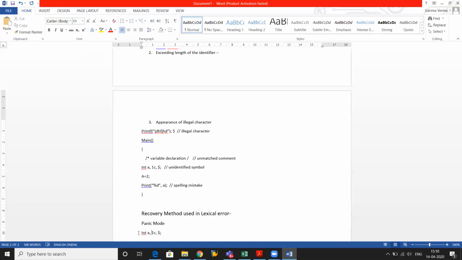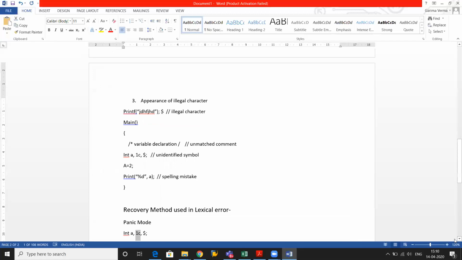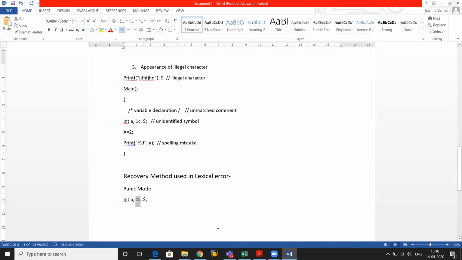So what will it do? It will start discarding the name of the identifier until it finds the separator symbol. Now what is the separator symbol? Either it will be comma or it will be semicolon. So until it finds it, I'm just zooming this line, it will start discarding 1 from 1 till where?